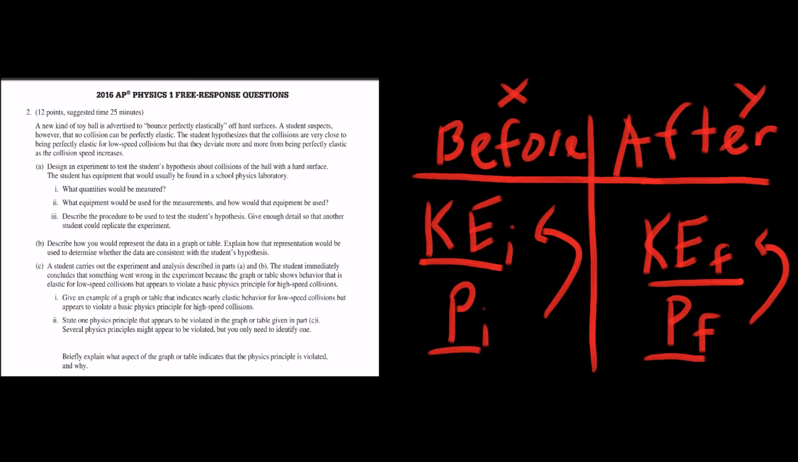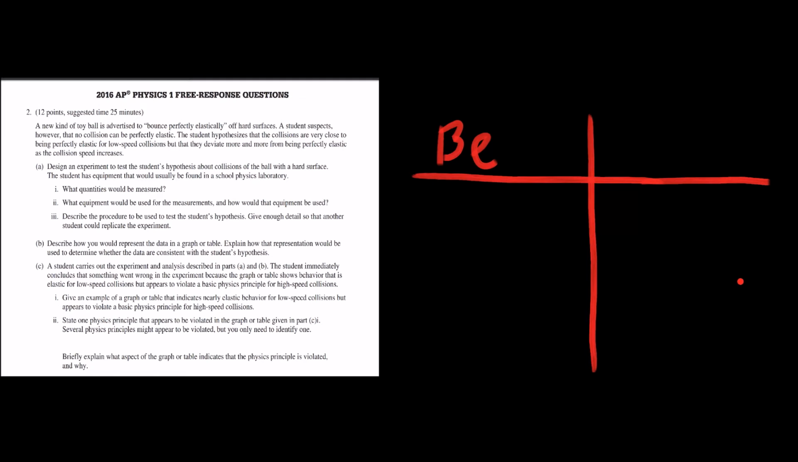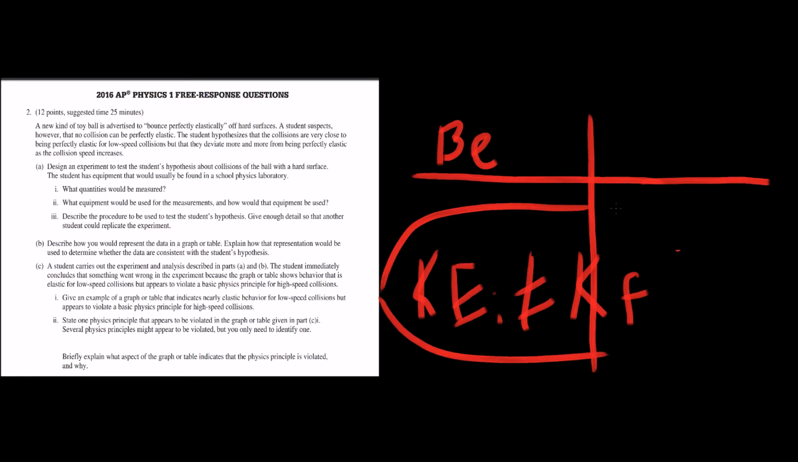So explain how this representation would be used to determine whether the data is consistent. Just looking at the table alone, it would determine the consistency because the initial kinetic energy, let me write it out for you so it's more obvious, would not equal the final kinetic energy. That's what we're looking at there. So that's how a table form could represent that.